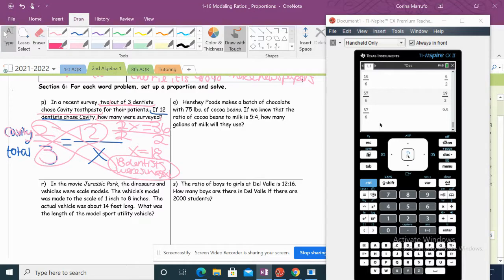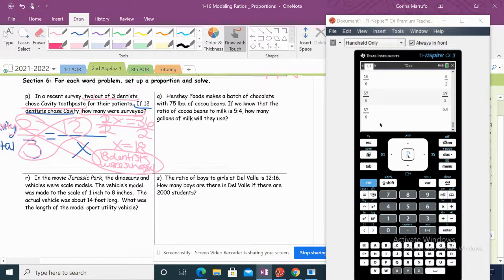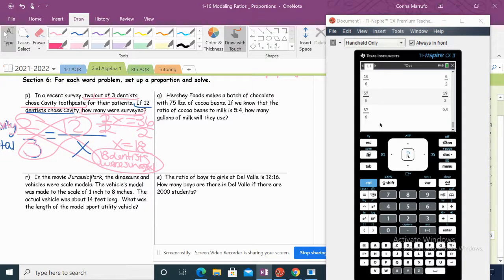Alright, the next one says, Hershey Foods makes a batch of chocolate with 75 pounds of cocoa beans. If we know that the ratio of cocoa beans to milk is 5:4, how many gallons of milk will they use? Okay, so they give us the ratio. They say the ratio of cocoa beans to milk is 5:4.